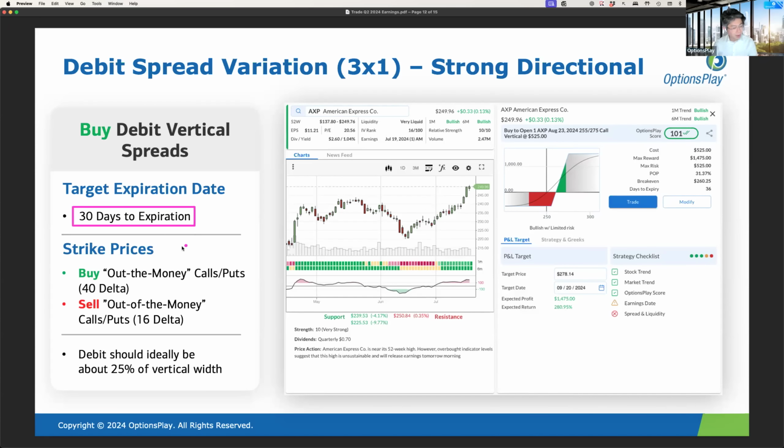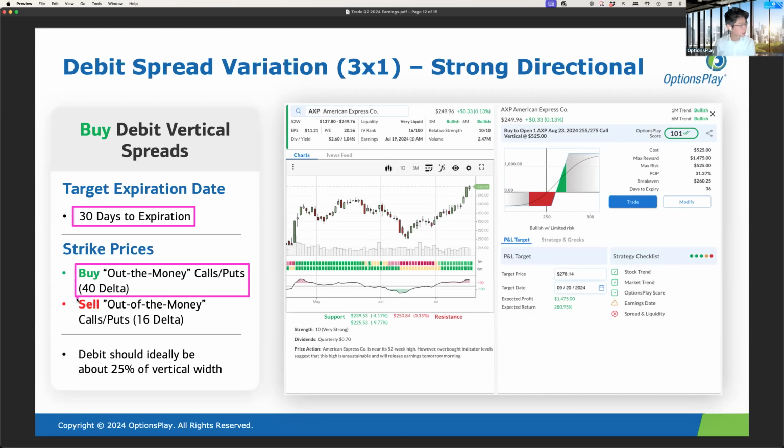And what we do is we typically buy an out of the money option as opposed to an at the money or slightly in the money option that we typically would use on the debit spread. We usually go out to about a 40 delta. So on American Express, when it's trading around 250, that would be about the 255 strike, so slightly out of the money. Usually it's about 1 strike out of the money.